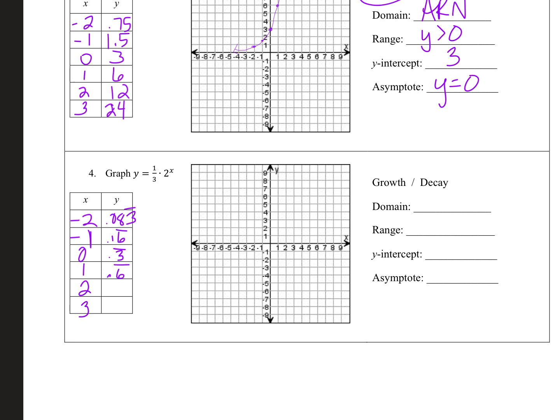So it is getting bigger. Okay. 1/3 times 2 to the second is 1.3 repeating. And 1/3 times 2 to the third is 2.6 repeating. It kind of jumped there, didn't it? The next one's actually bigger than 5 if we were going to do that one.